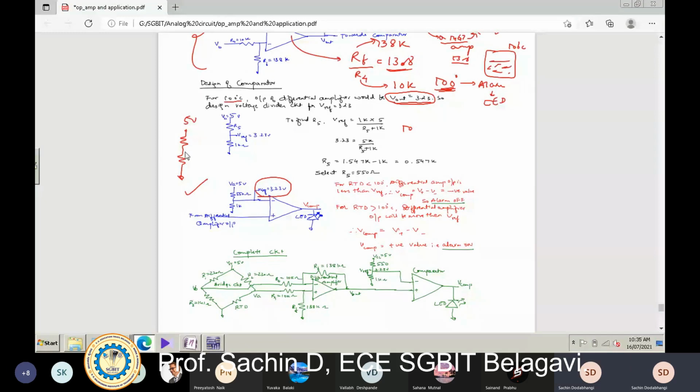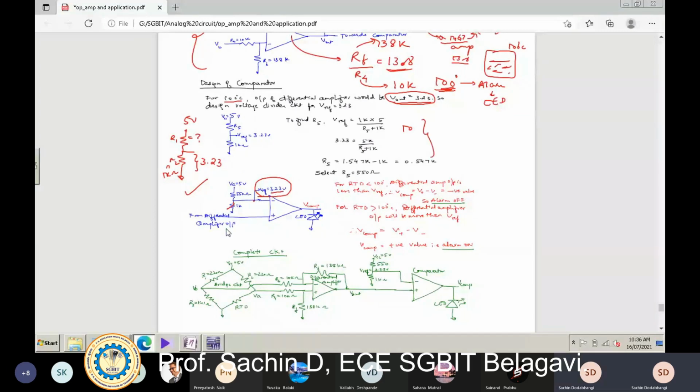So I will take one standard value. I will take 1 kilo ohm, so R2 equals 1 kilo ohm, and I will find R1. So the design is done here, and we got V reference 3.23.